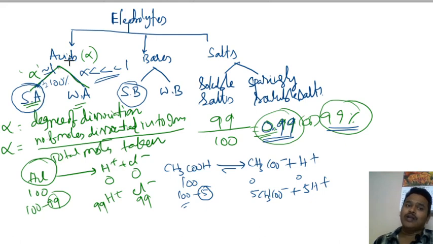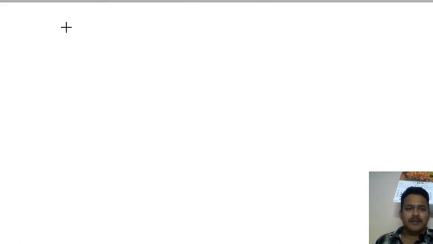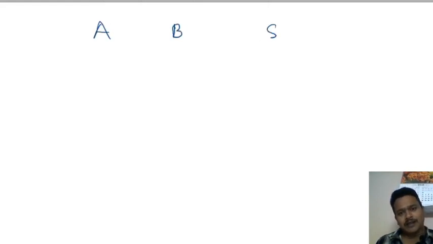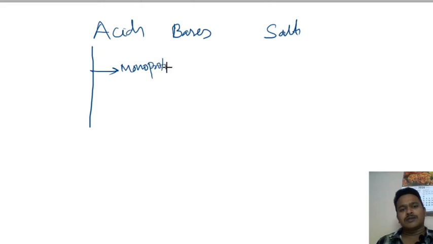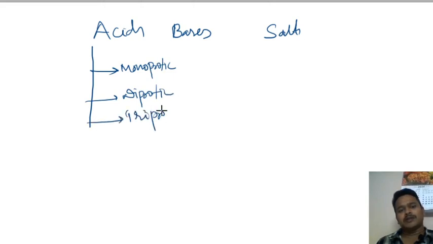Not only this, you can explain another way also. Acids are there, bases are there, and salts are there. And acids are also divided into monoprotic acids, diprotic acids, and triprotic acids.